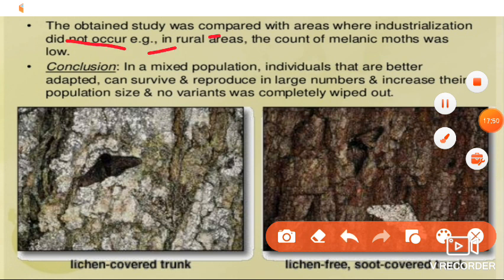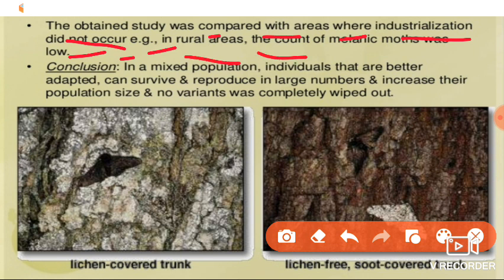The obtained study was compared with areas where industrialization did not occur. For example, in rural areas, the count of melanic moths was low, because in rural areas there is a development of lichens, since there is no pollution at all. But in the cities there is pollution, so there are no lichens, and so dark colored moths are more and the white colored moths are less. Okay, that is the thing.